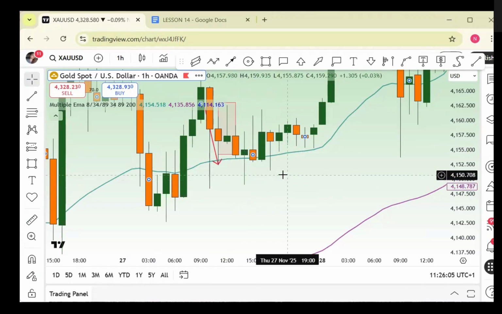In case you are unlucky because the market keeps sweeping the stop loss continuously, that is when you realize that right now the market is manipulated.